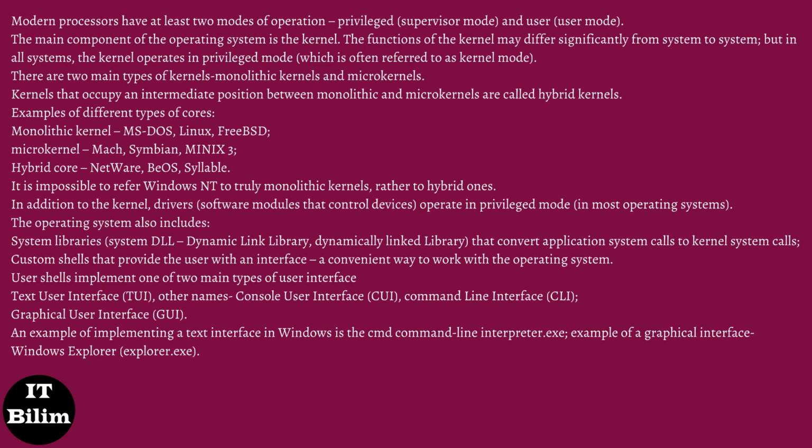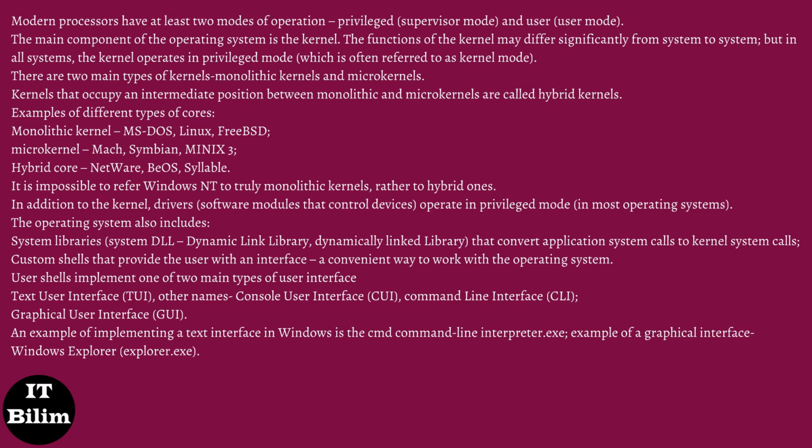Applications running in user mode cannot directly access each other's address spaces, only through system calls. All components of the operating system can be divided into two groups: working in privileged mode and working in user mode, and the composition of these groups varies from system to system. The main component of the operating system is the kernel.